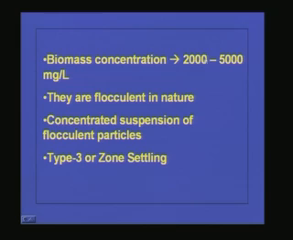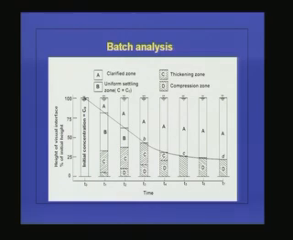Here zone settling is taking place because the particles coming to the secondary sedimentation tank are flocculent in nature, and the concentration of the particles is very high, because we discussed already that the MLSS concentration in a conventional activated sludge process varies from 2000 to 5000 milligrams per liter. So, the concentration of the suspension is relatively high and the particles are flocculent in nature. It is a concentrated suspension of flocculent particles, so it comes under type 3 or zone settling.